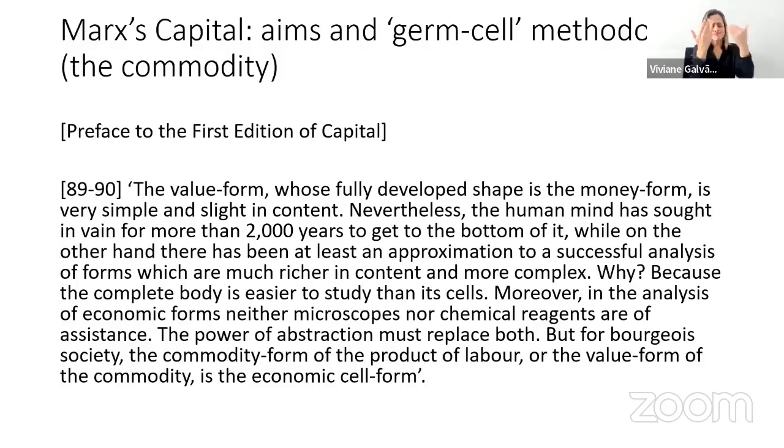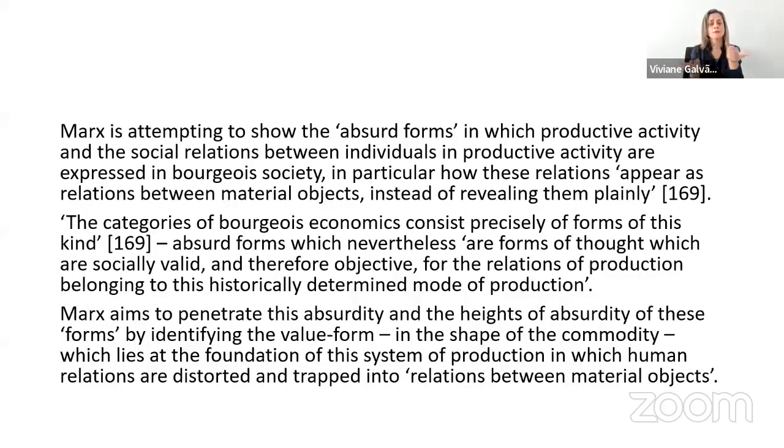His task, as he sees it, is to find out why and how human creative productive activity is expressed in these crazy forms, these absurd forms. And in particular, how these relations of production are expressed in relations between material objects, not as social relations. And he says the categories of bourgeois economics consist precisely of forms of this kind, that's to say, absurd forms, which nevertheless are forms of thought which are socially valid and therefore objective for the relations of production belonging to this historically determined mode of production.